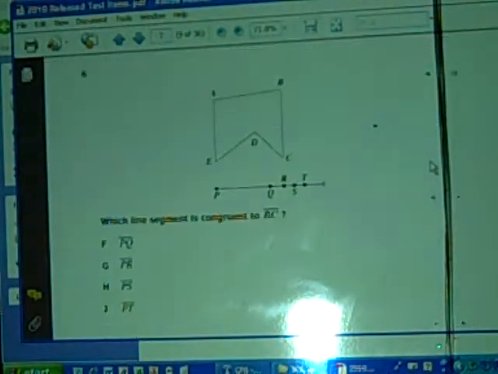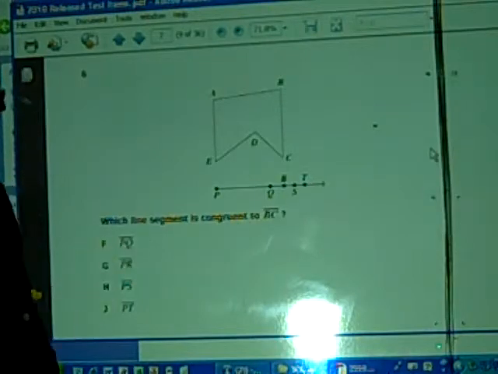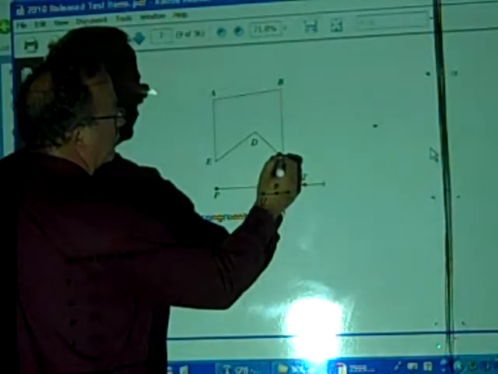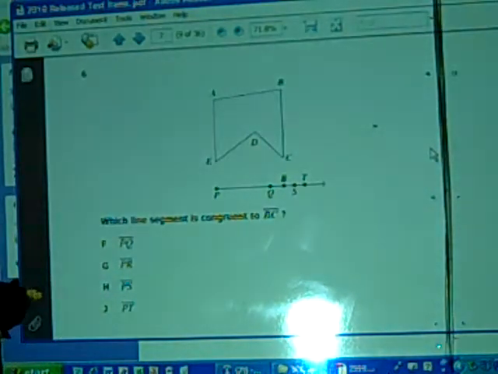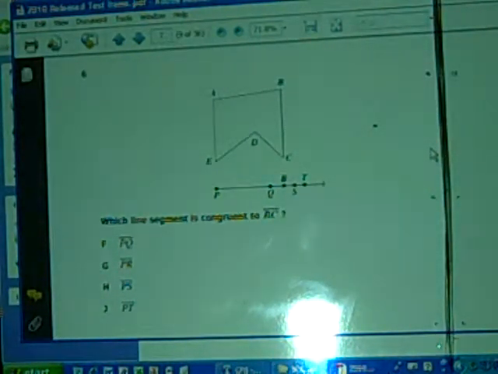Number 6. Okay, this is another compass or ruler problem. You can use either one. It says, which line segment is congruent to BC? Well, BC is right here. So what you would do is you would take your compass or ruler, measure it, and find out which one matches.